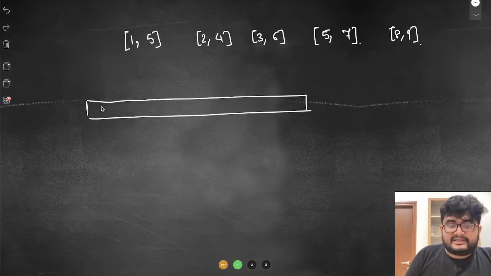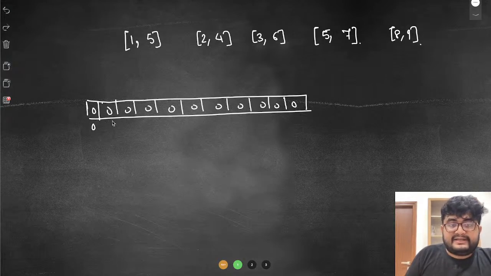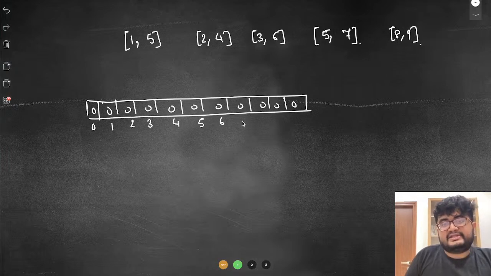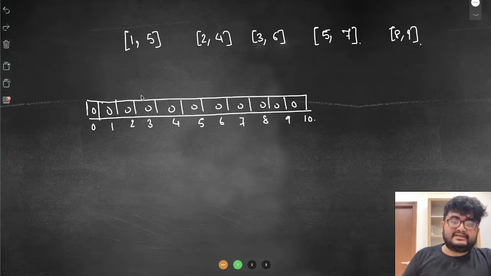We will take A of 1 plus plus. So initially everything is 0. So let's write the indices 0, 1, 2, 3, 4, 5, 6, 7, 8, 9, 10. We'll do A of 1 plus plus, so that means 1. A of R plus 1, that is 5 plus 1, 6. A of 6 is minus minus. So 0 minus 1 is minus 1.